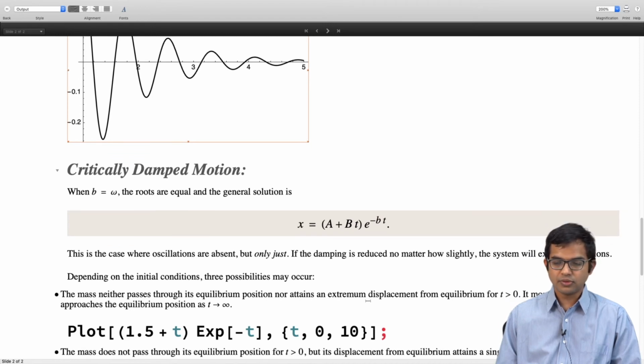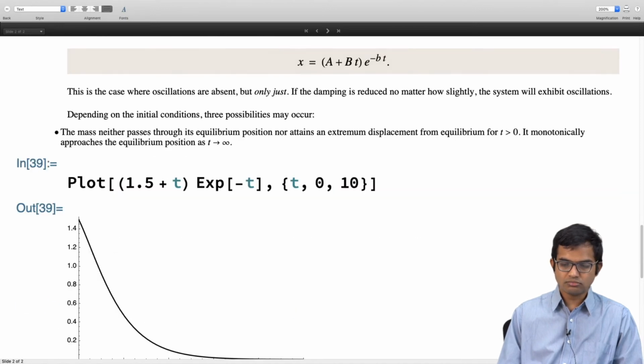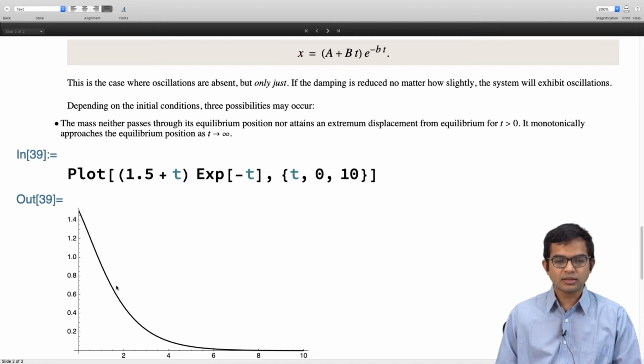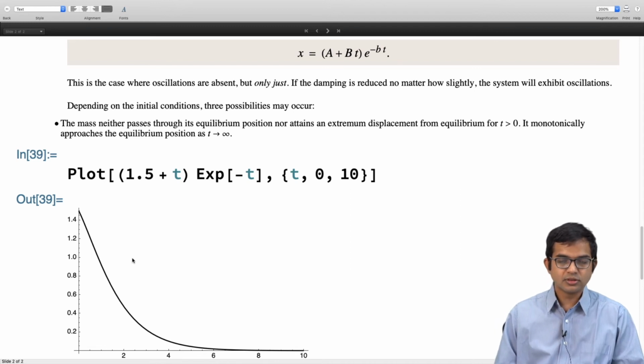I'll show you the qualitative aspects. One is your system may just keep on decaying. So the equilibrium position is never attained in the middle of its journey. It will eventually just die down to zero, but it's monotonically decreasing. There is no peak or anything of that kind, and it will just monotonically approach the equilibrium position as time goes to infinity, right?